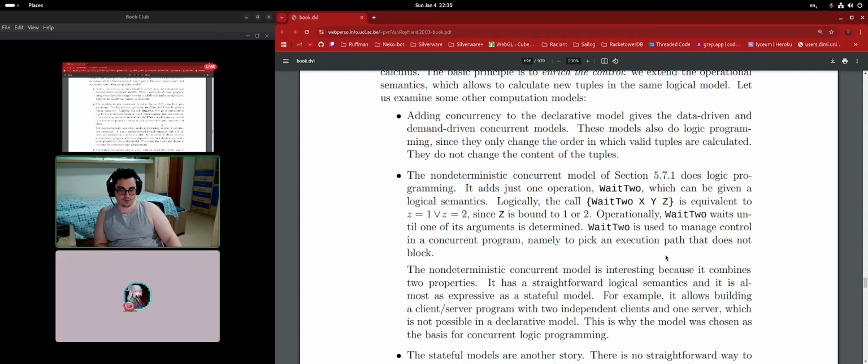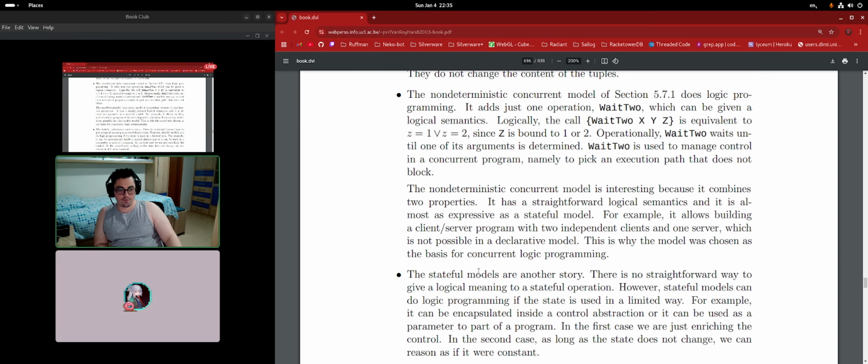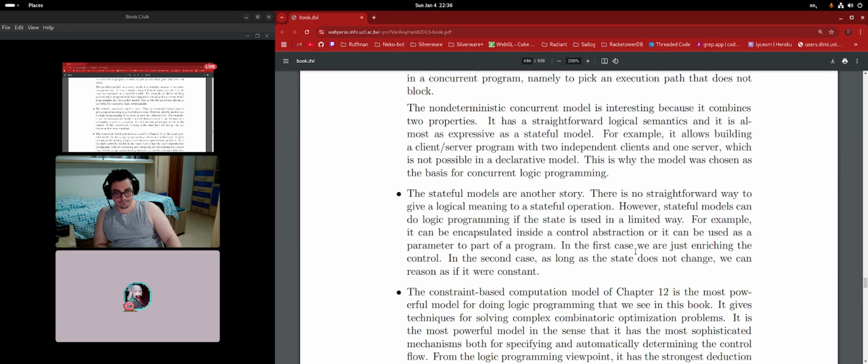Way2 is used to manage control in a concurrent program, namely to pick an execution path that does not block. The non-deterministic concurrent model is interesting because it combines two properties. It has a straightforward logical semantics and is almost as expressive as the stateful model. For example, it allows building a client-server program with two independent clients and one server, which is not possible in a declarative model. We've seen this before. This is why the model is chosen as the basis for concurrent logic programming.